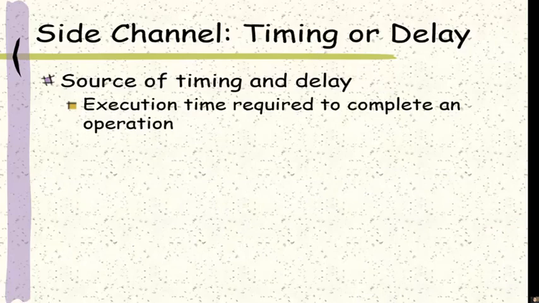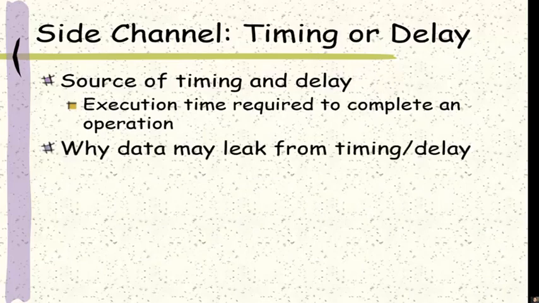Naturally, timing or delay is related to the execution time of an operation. The execution time of different operations may be different. The execution time of the same operation with different operands or under different conditions may also be different. This will give the attacker some insight into the system's internal information.